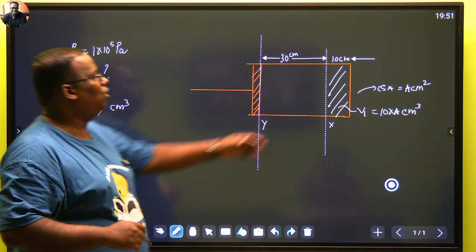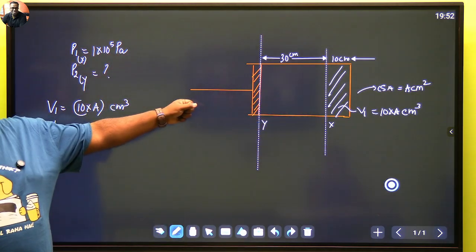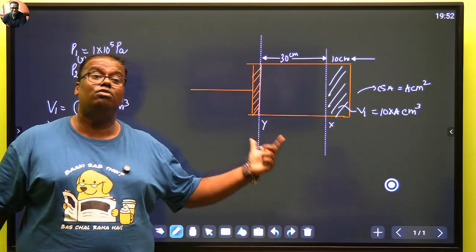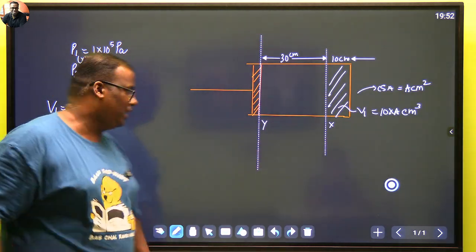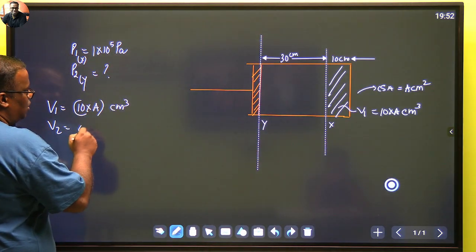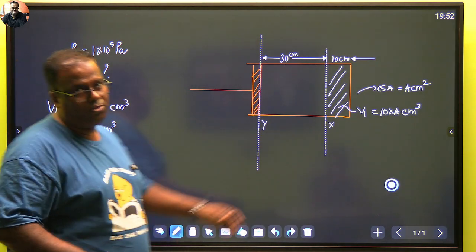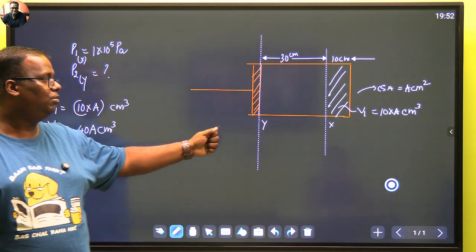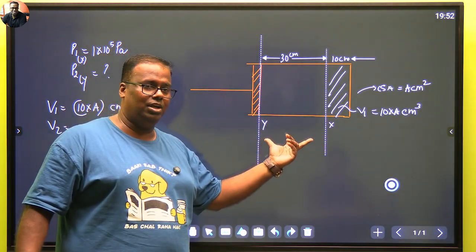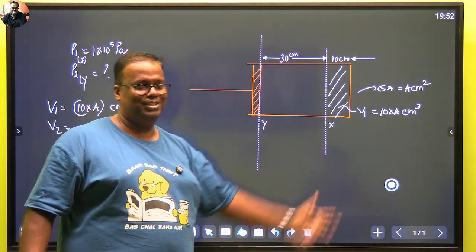You have withdrawn it from there till here. Now your stroke length is how much? 40. 30 plus the original 10. Good. So it's 40a centimeter cube. Did you understand why it is 40? For the final volume, don't count only from here to here, that is also volume, right?